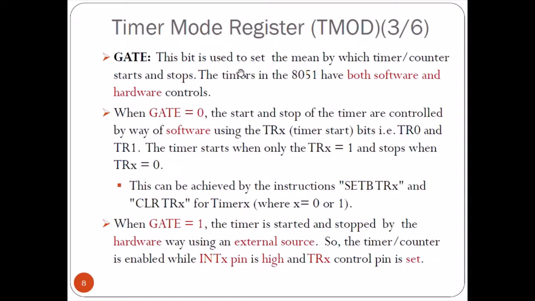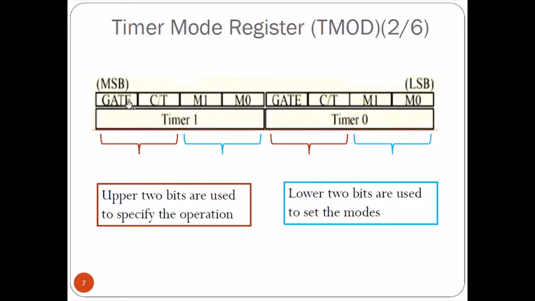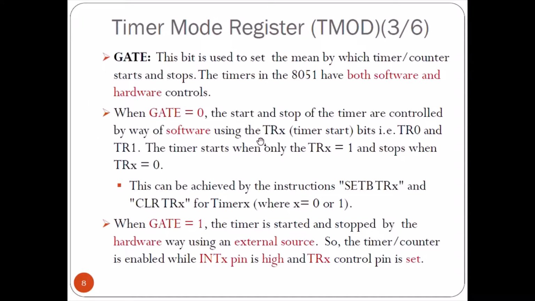This bit is used to set the means by which the timer or counter starts and stops. The timers in 8051 have both software and hardware controls. So how these timers or counters will be started and stopped is decided by the gate. When the gate bit is 0 for timer 1, the start and stop of the timer are controlled by way of software. So here we can see the timers can act in both software and hardware controlled modes.